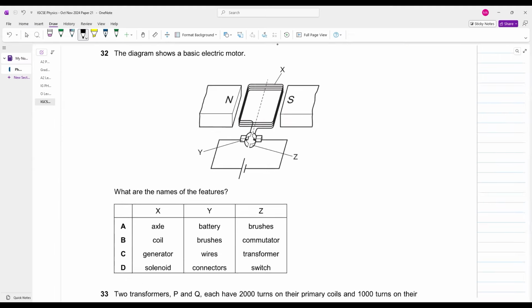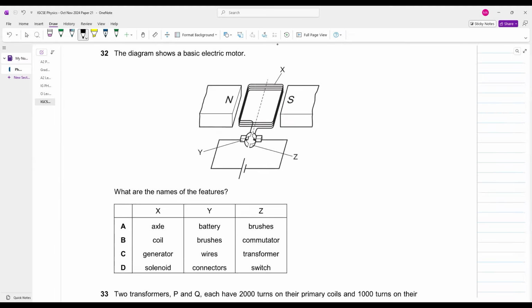Let's further. Oh, and now this one is an interesting question. Question 33 is very, very interesting. Please focus on the board. The diagram shows two transformers P and Q. Each have 2000 turns on their primary coils and 1000 turns on their secondary coil. Both transformers are 100% efficient.